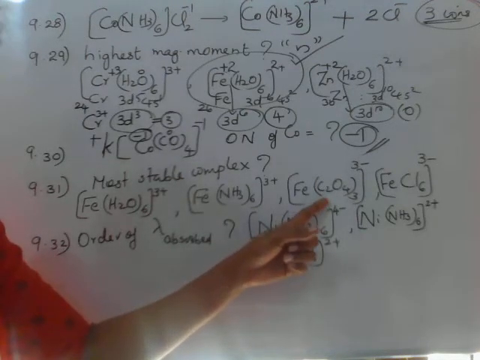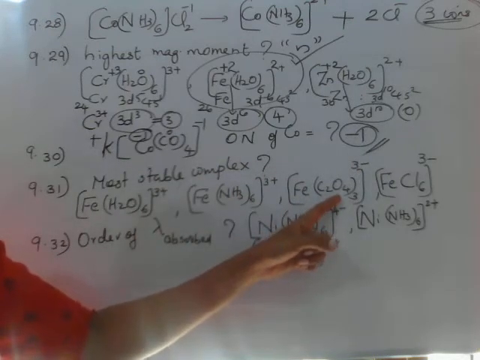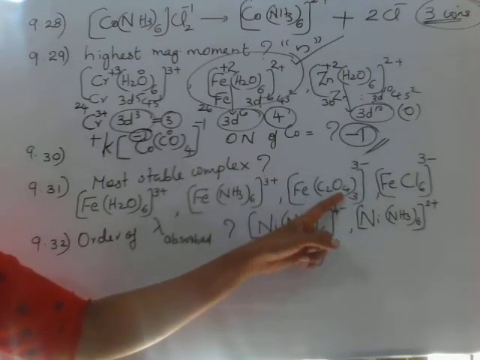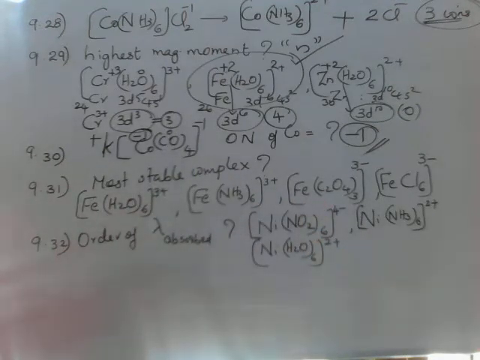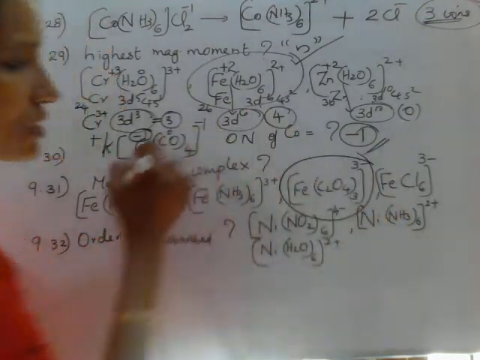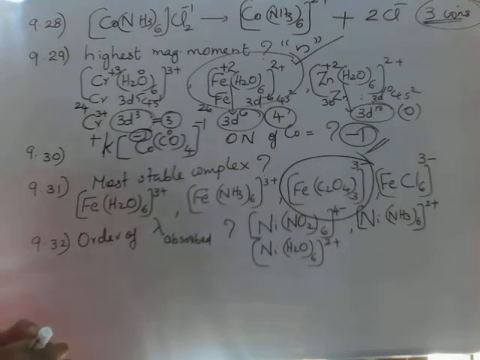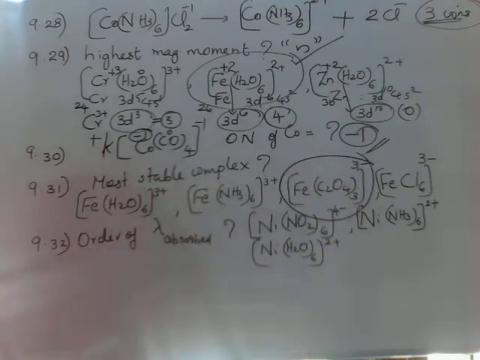This is an example of chelate complex. So didentate ligand or oxalate is a chelate ligand. It can form cyclic structures and this complex is more stable. Chelating ligands produce more stable complexes than monodentate ligands. So the most stable complex is the one with the oxalate ion, because oxalate ions are chelate ligands. Now the last question.